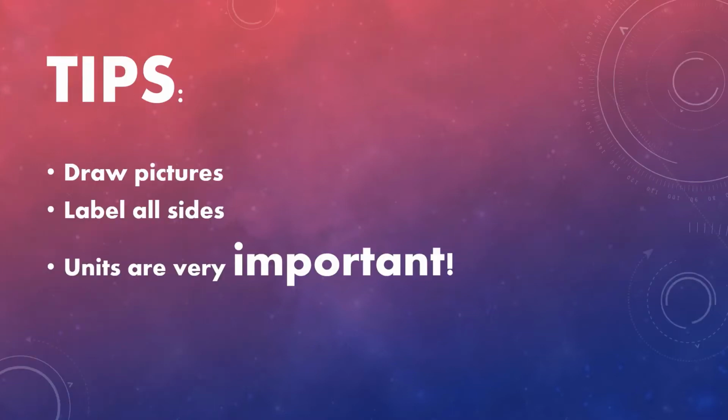Just a few tips before we start. When we're working with word problems, make sure that you draw pictures that go along with the word problems. And especially when we're talking about perimeter, make sure you label all sides. And the units are very important, and we will discuss it as we go along.